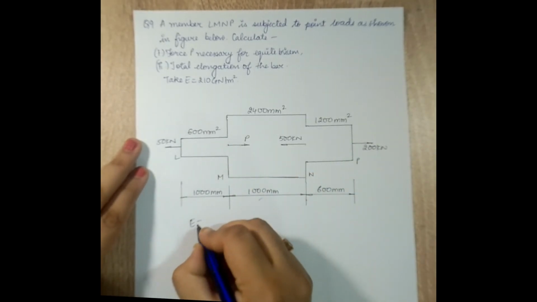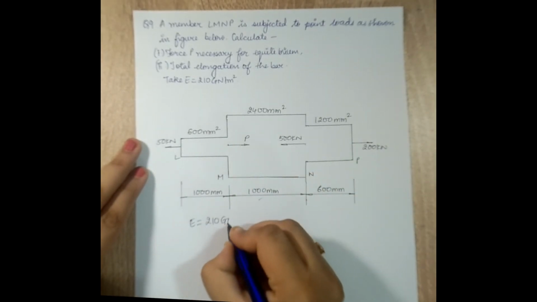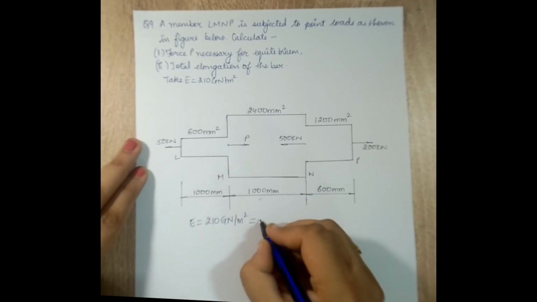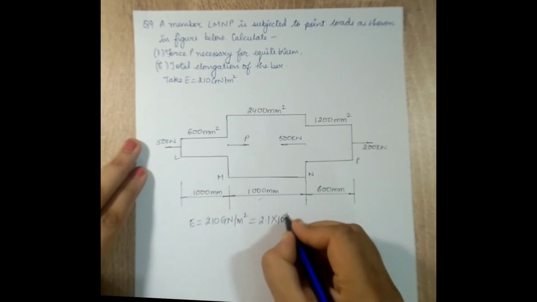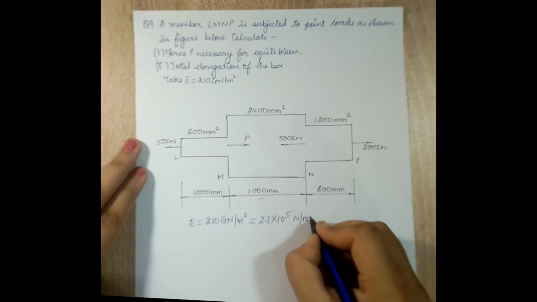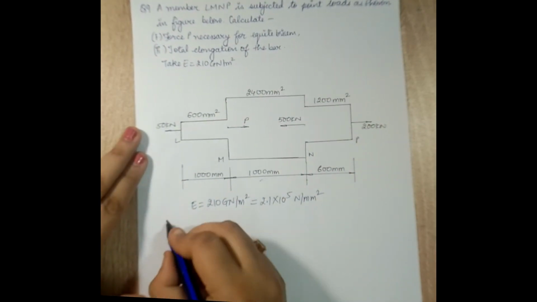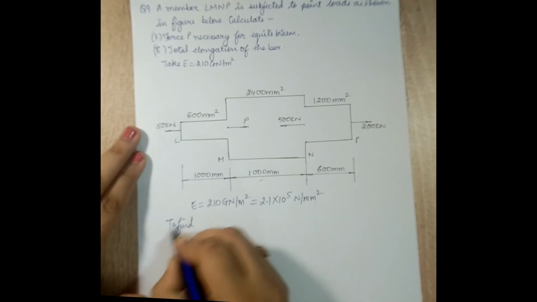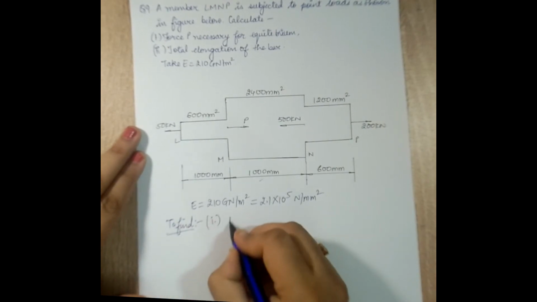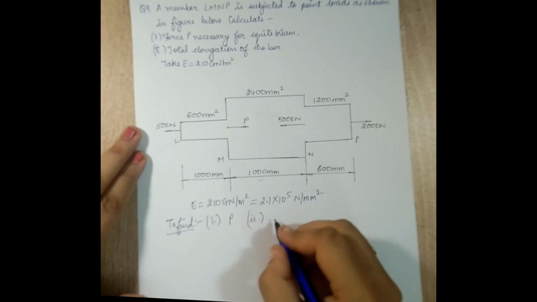Value of E is again given 210 giganewton per meter square, which is 2.1 into 10 raised to 5 Newton per mm square. Now first I will start with writing to find. I need to find the value of P and I need to find delta L, which is total elongation of the bar.